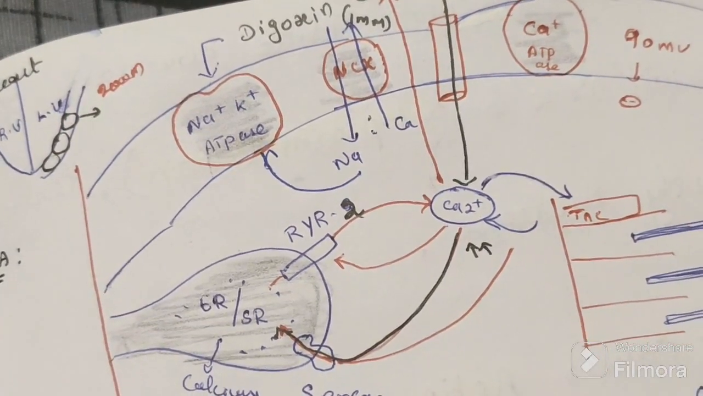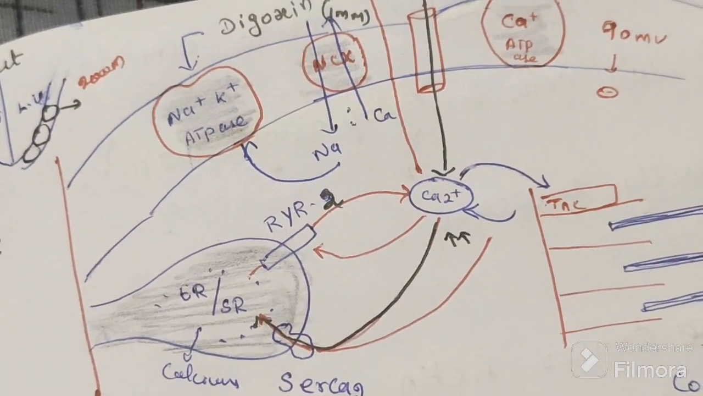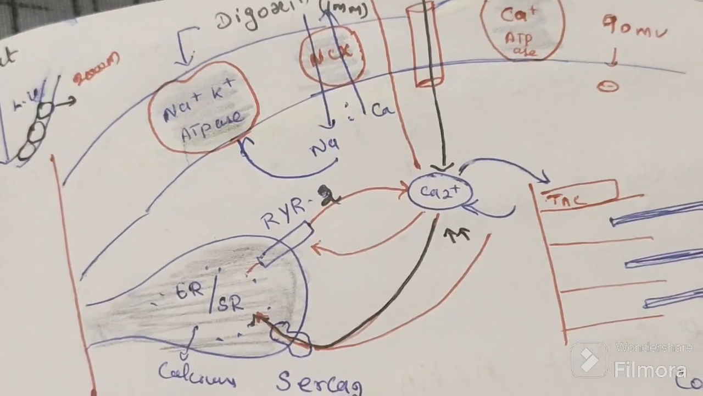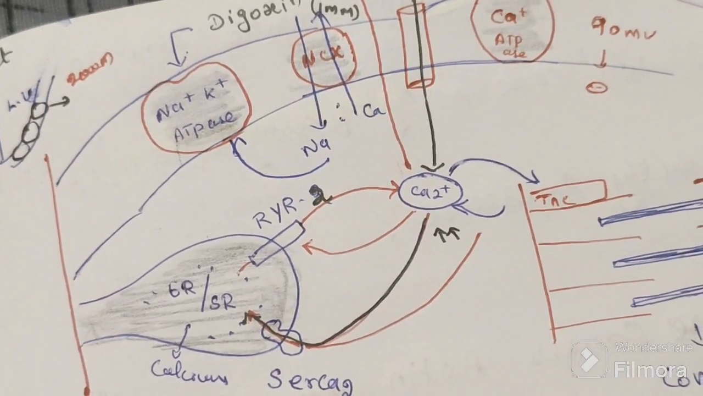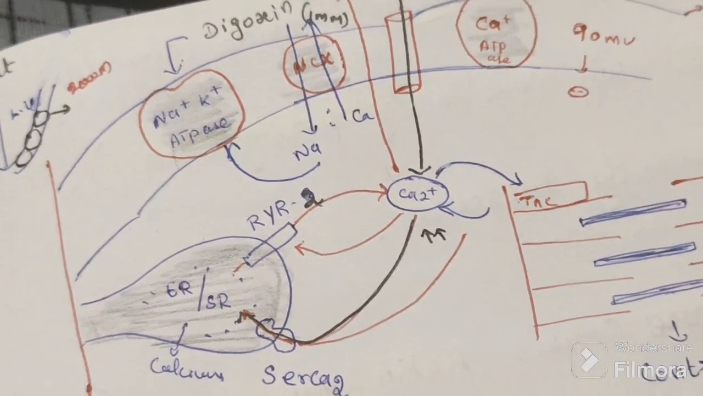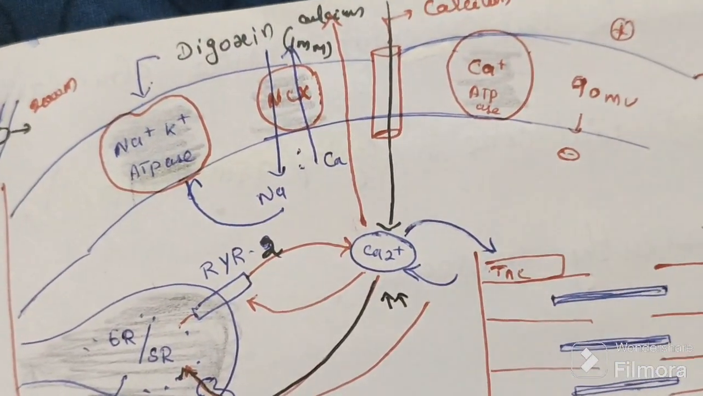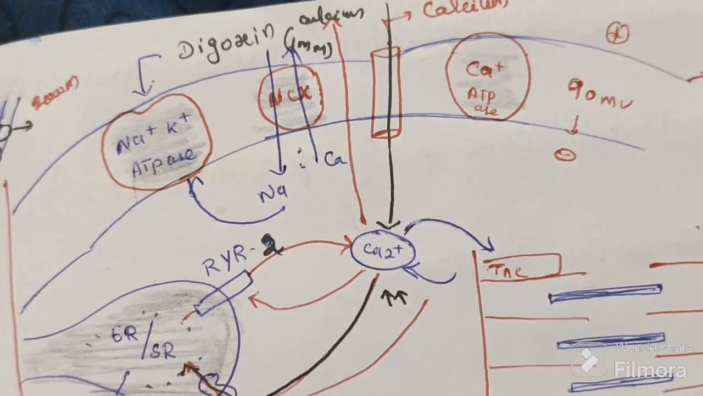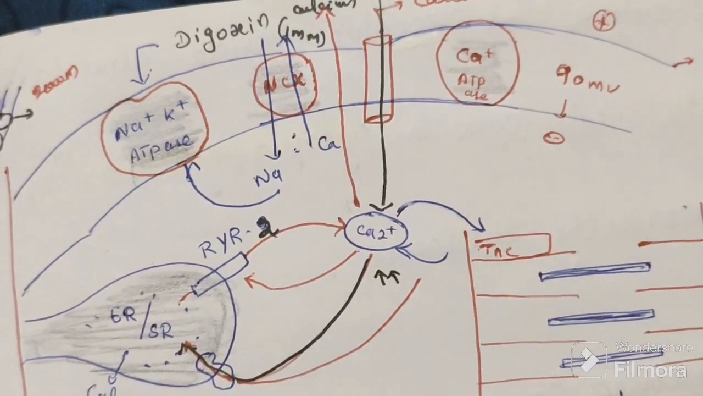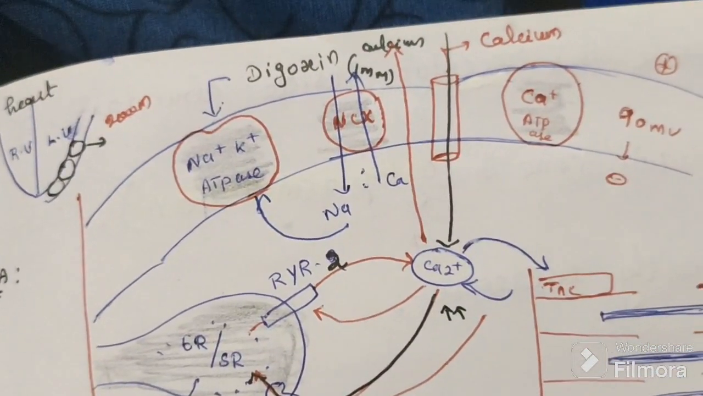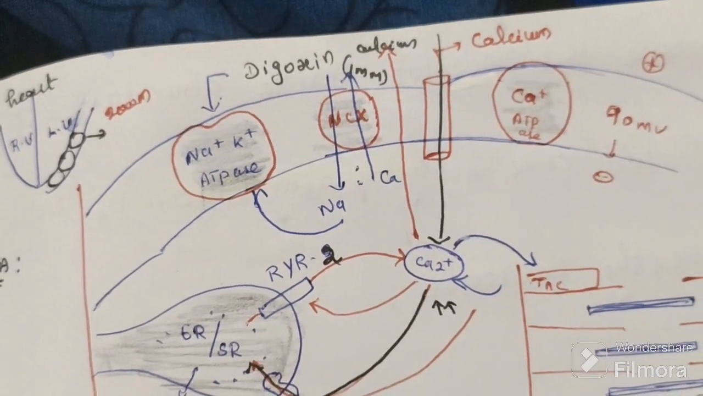So the diastole is done. This is how diastole occurs. So this is how systole and diastole occur. So normal systole and diastole we understood. What is the mechanism of action of digitalis, that drug?